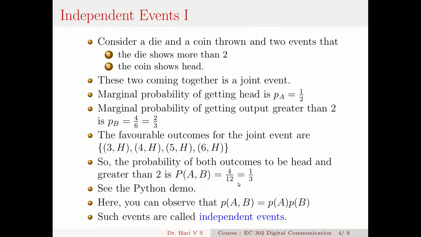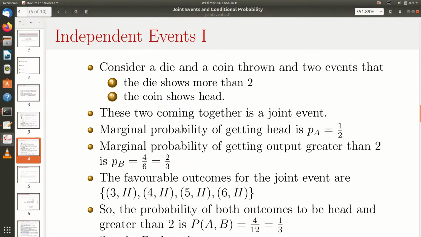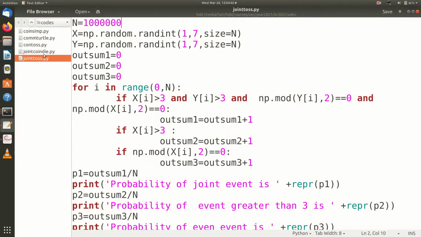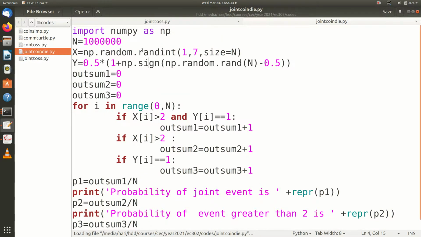Now we will demonstrate this by throwing this die and coin. That code is here. Here I will toss a coin, say, 1 million times. Let us toss this 1 million times. And this is my die, np.random.randint(1, 7, size=n), which means I am throwing this die 1 million times. Now this is a coin toss.